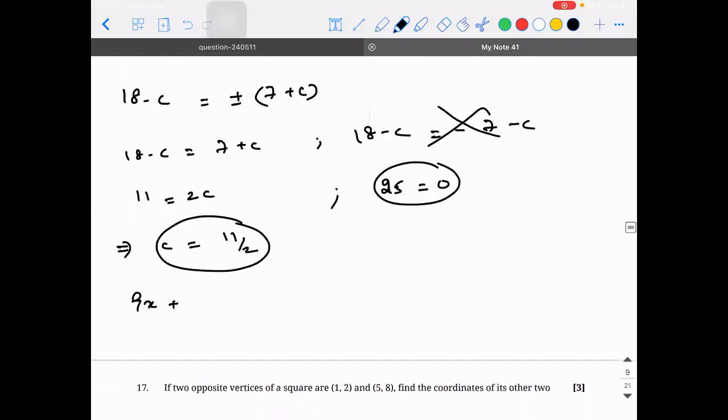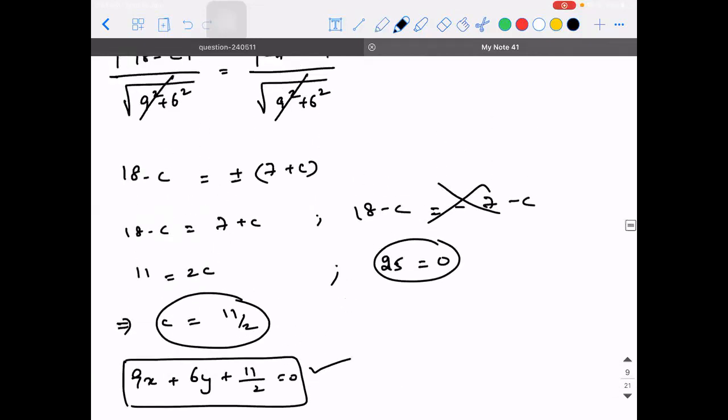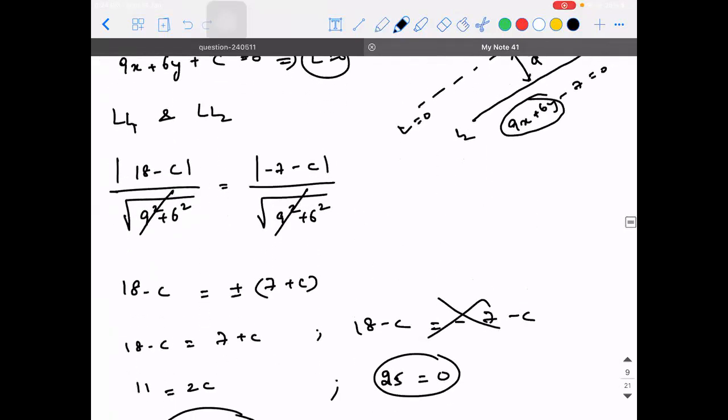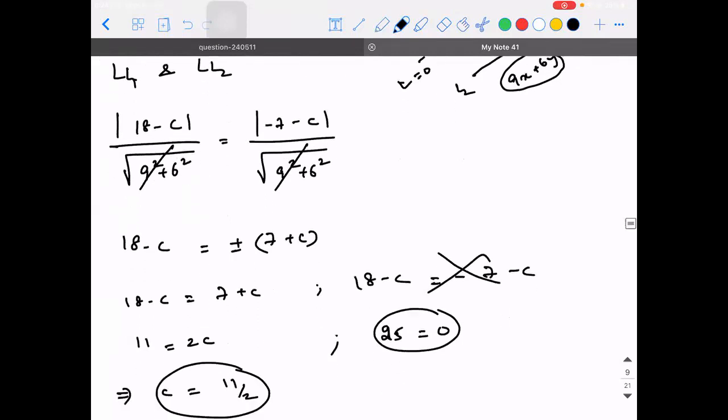So what will be the required equation? 9x plus 6y plus 11 by 2 is equal to 0. Did you understand what I did? Understood, sir. So this is wrong. It doesn't work. The right side one doesn't work.